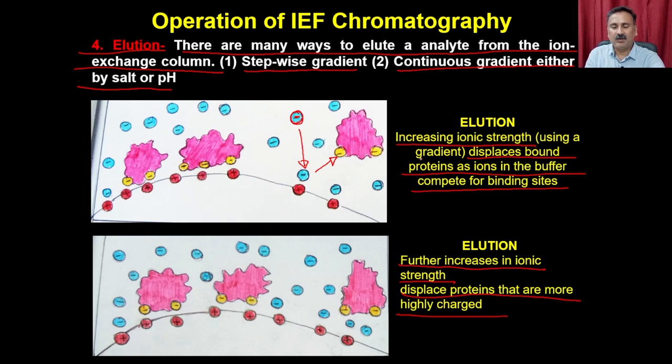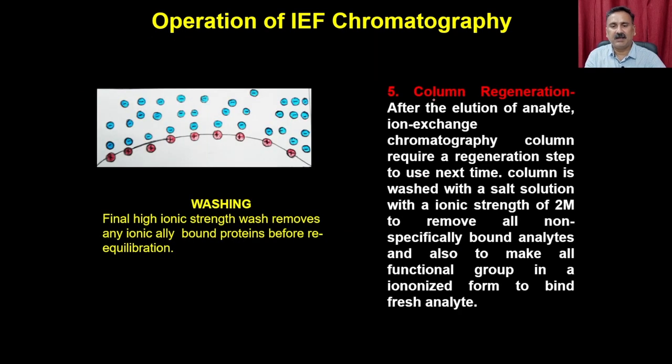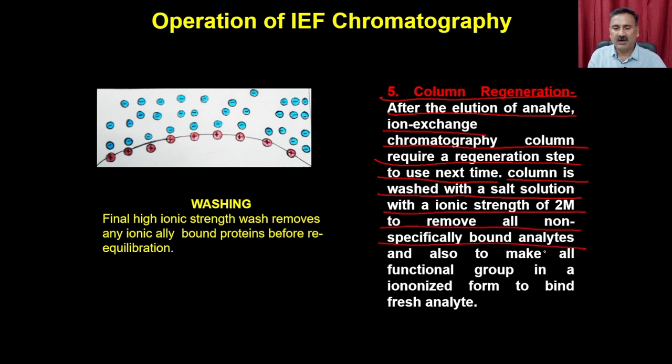Once you're done with the chromatography, the last step is the column regeneration. After the elution of the analyte, ion exchange chromatography columns require a regeneration step to be used the next time. The column is washed with a salt solution with an ionic strength of 2 molar to remove all non-specifically bound analyte and also to make all the functional groups in an ionized form to bind the fresh analyte. So this is what is going to happen when you regenerate.